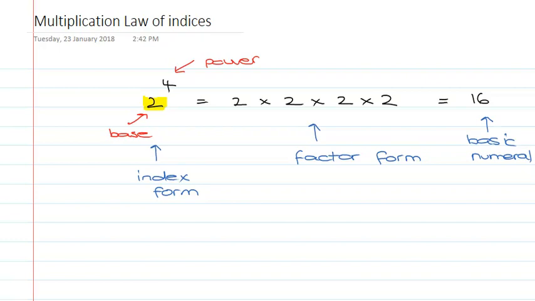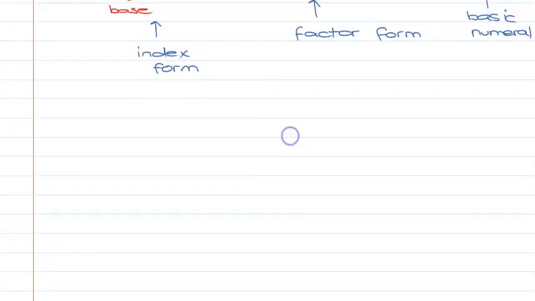Okay, in this video we're going to look at the multiplication law of indices, or the first law of indices. Now you can see above I've just reminded you of the notation. So this is the base, this is the power, and this is written in factor form, expanded out, and this is our evaluated form. So we've evaluated 2 to the power 4 and given it as the basic numeral. Alright, so let's have a look at this law.